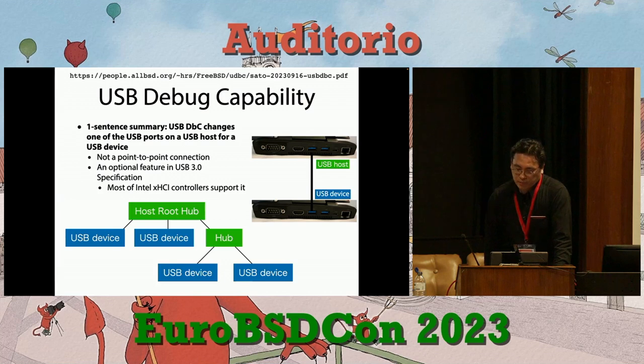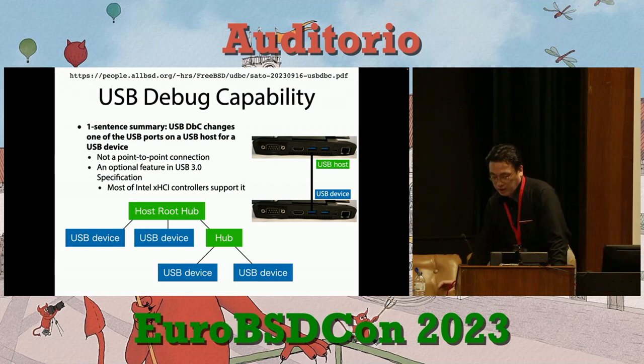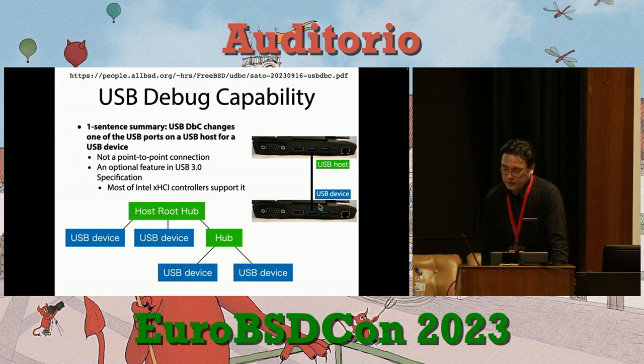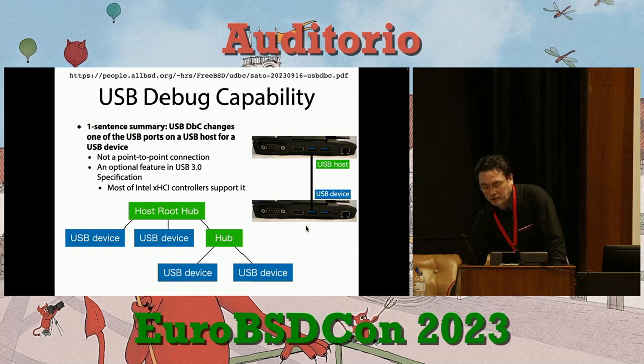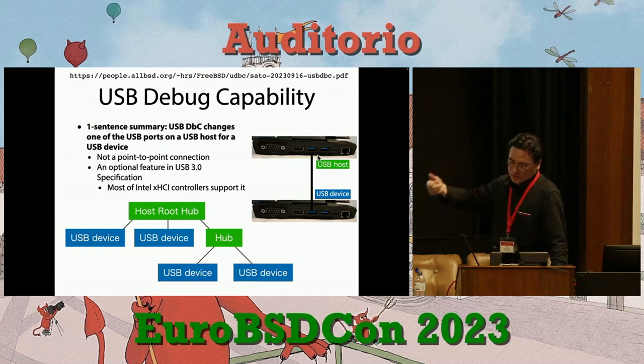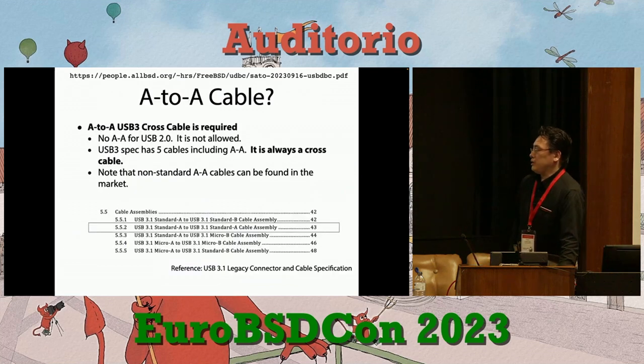Note that this is not a point-to-point connection, but you can connect the two USB ports, because the target side can be recognized as a USB device by activating the USB debug capability on this side. By converting one of the ports to a USB device, the topology remains the same structure, so a device is always connected to a hub. In this way, a machine-to-machine connection can be realized by using a single cable. This is what the USB debug capability can do.